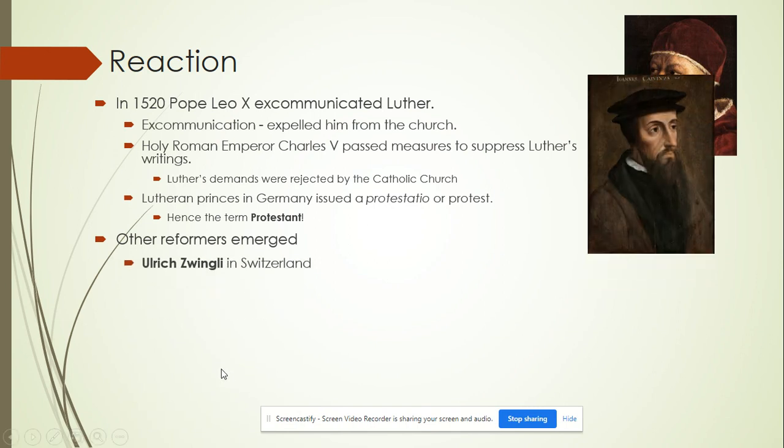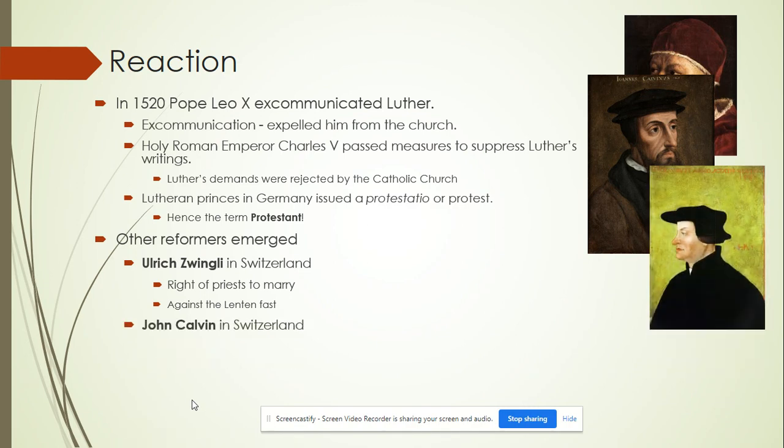So other reformers emerged who took this opportunity to voice their concerns. Ulrich Zwingli in Switzerland is one of these names who we should know. He believed in a few things that Luther did not, that are worth noting. The right of priests to marry is a big one. And in fact, Zwingli himself marries. He is a priest. He does marry, and he is against the Lenten fast. I'll be honest, I don't know why, but that is one of the things that he is against and known for. He very famously breaks the Lenten fast in public by eating, I think, a sausage or something like that, which is a big deal. I mean, it goes against Catholic teachings.